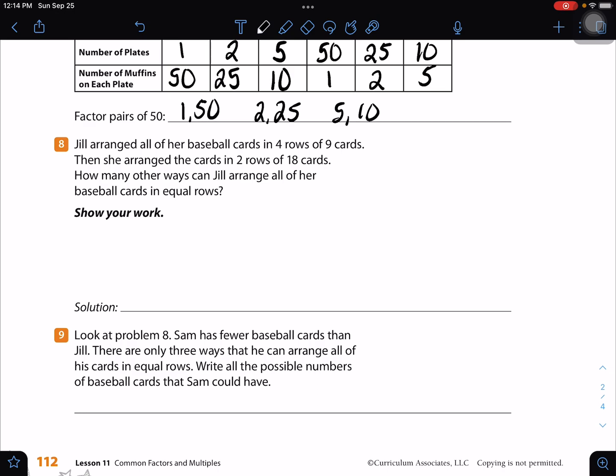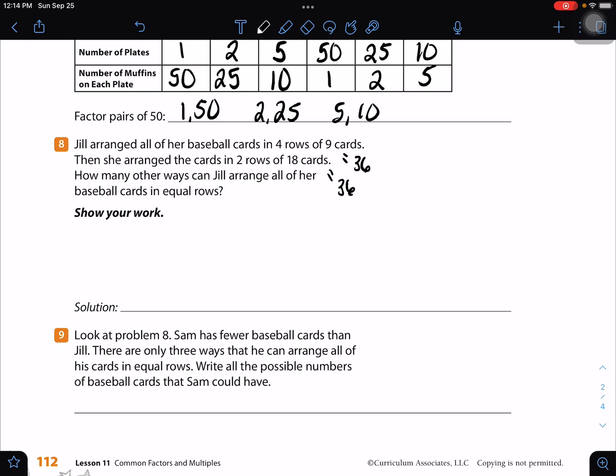Jill arranged all of her baseball cards in 4 rows of 9 cards. Then she arranged the cards in 2 rows of 18. How many other ways can Jill arrange all of her cards? Well, first of all, I need to figure out how many cards she has. 4 times 9 is 36. 18 times 2 is 36. So I'm looking for how many different pairs, what are my factor pairs of 36?